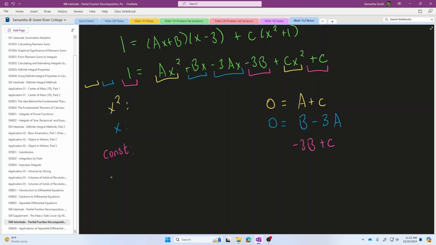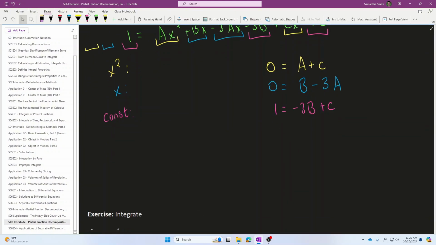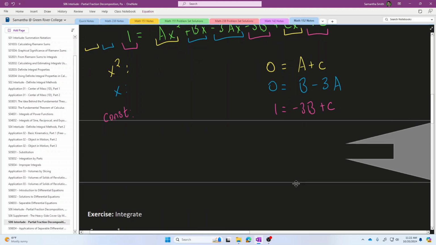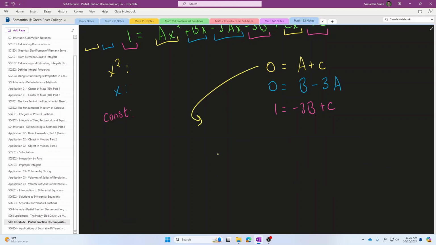And on the other side of the equation, my constant terms are 1. So let's try and solve this system of 3 equations for the 3 unknowns a and b and c. Well, this equation here tells me that c and a are opposites.